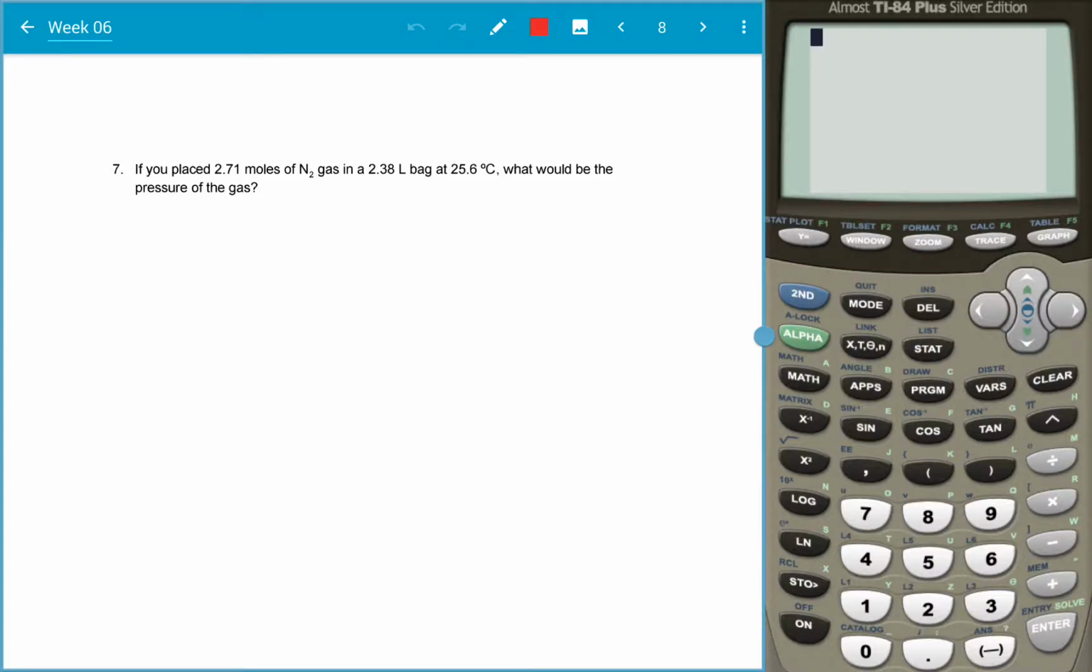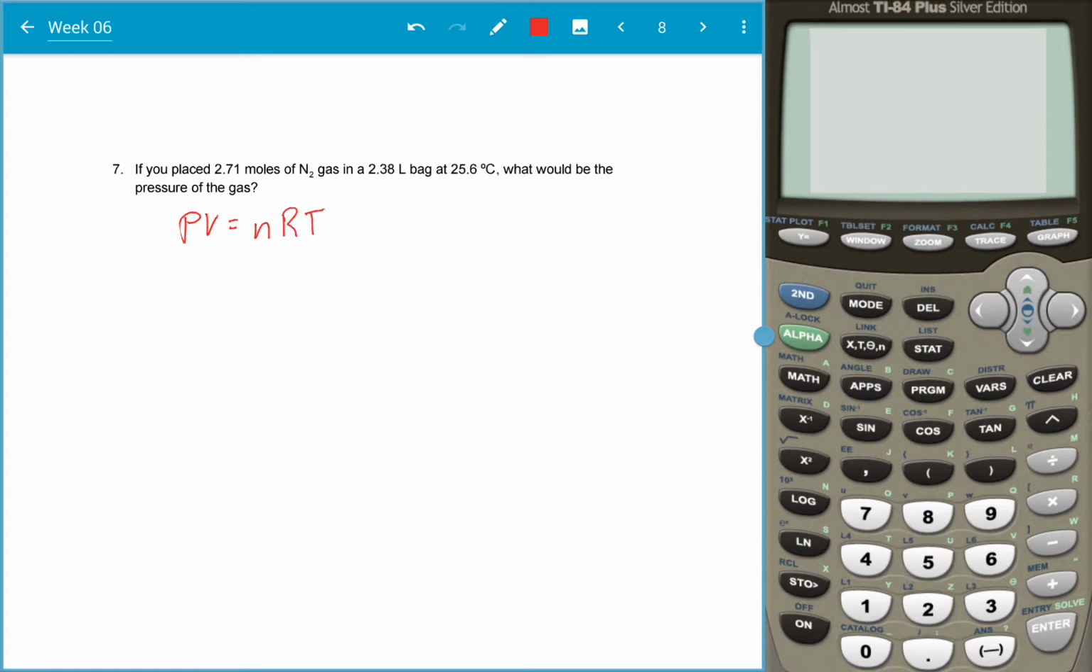If you placed 2.71 moles of nitrogen gas in a 2.38 liter bag at 25.6 degrees Celsius, what would be the pressure of the gas? In this problem, I see one value for the number of moles, a single value for the volume, a single value for the temperature. Now there's no chemical reaction, but since there's only one set of conditions that we're dealing with, we must use the ideal gas law.